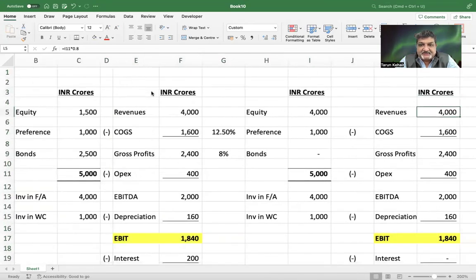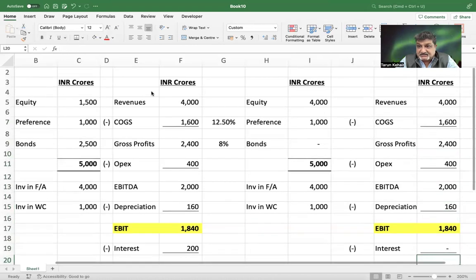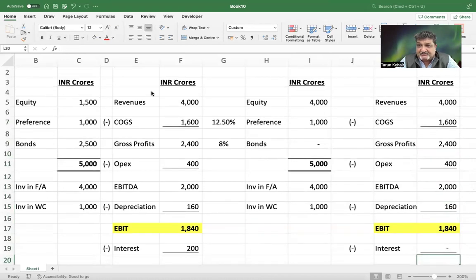The operating segment remains the same. Okay, so we will keep the revenue the same. Cost of goods sold will be the same. Gross profit same. OPEX same. EBITDA same. Depreciation same. Up to EBIT, no change. Because for the operating segment, it's based on efforts. Paisa kahan se aaya doesn't matter. Paisa aaya, that's what is important.